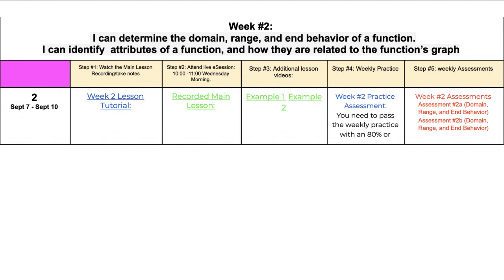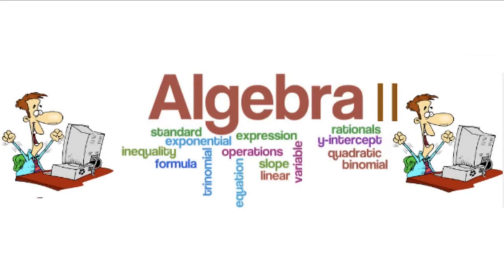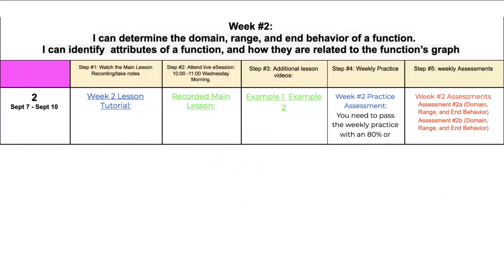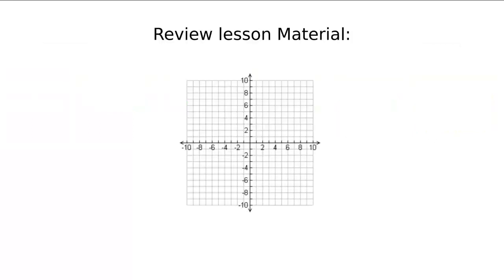Okay, so the next thing I'm going to do each week, the first thing is Algebra 2, boom. Next thing, we'll talk about the pace chart, what you're supposed to know by the end of the week. And then the next thing I'm going to do is review the lesson material. I'm just going to spend maybe 5 minutes, and then we're going to go on and do the practice problems, okay? So that's how this class is set up.